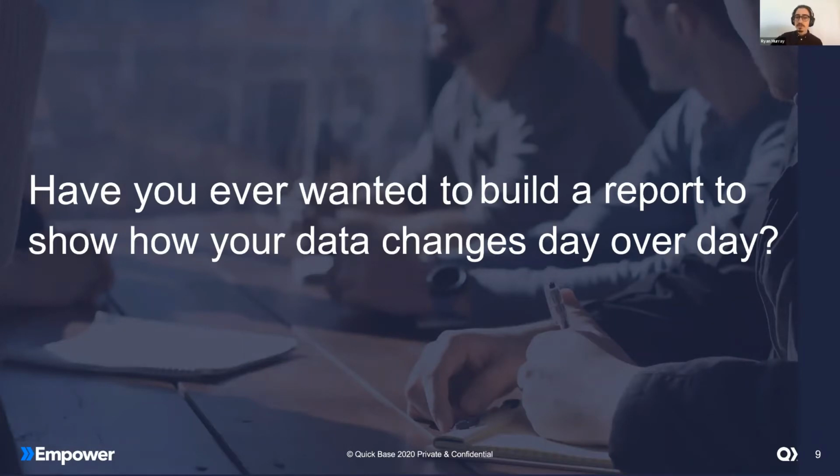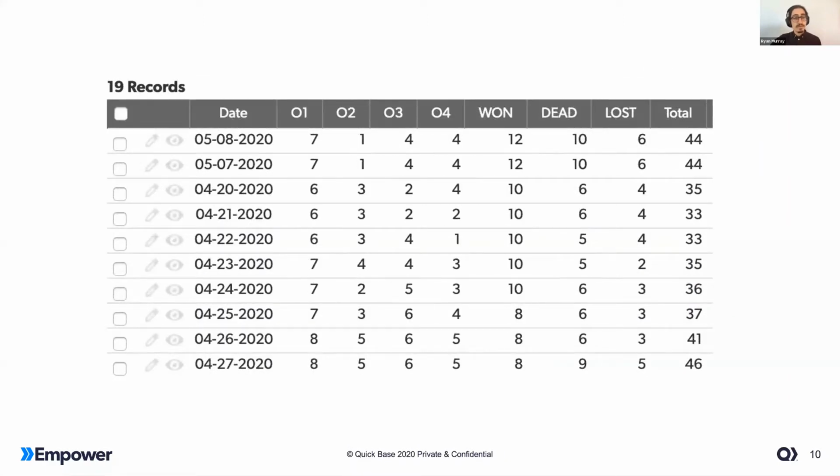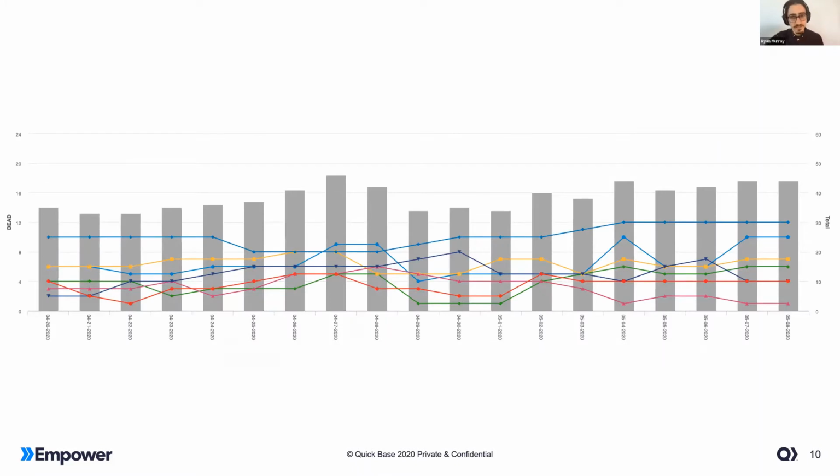So what we're going to do today is take a summary report that looks a lot like this. We're going to learn how to flatten these records into a new table that looks something like this. And this is going to allow us to build beautiful reports that end up looking like this.